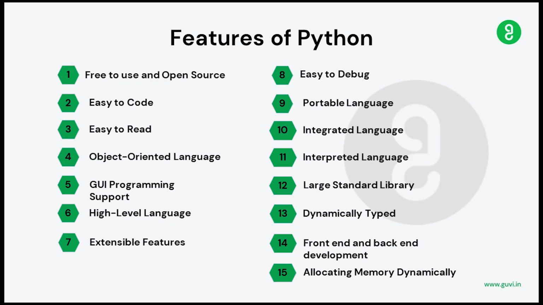When we say it's an integrated language, you can actually use Python with other languages like C, C++, Java, and create powerful different applications. Interpreted language, like I mentioned, means the code is executed line by line by an interpreter rather than being compiled to machine code before it runs. This allows for faster development and flexibility, but may make the code run a little slower.